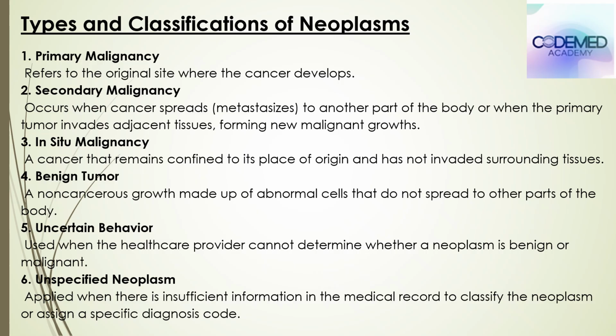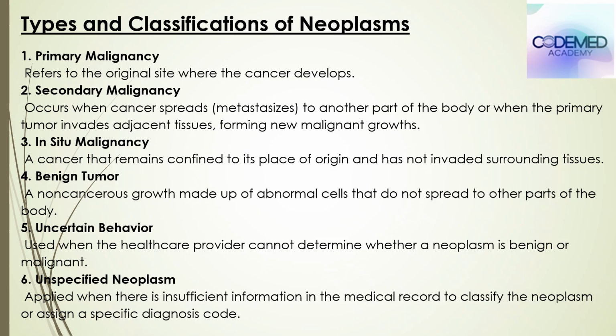Primary malignancy refers to the original site where the cancer has developed. Secondary malignancy occurs when the cancer spreads to another part of the body, or when the primary tumor invades the adjacent tissue, forming a new malignant growth, which is also called a metastasis. In-situ malignancy is a cancer that remains confined to its place of origin and has not invaded the surrounding tissue. Usually it has a very thick lining, so it doesn't invade the surrounding tissue.